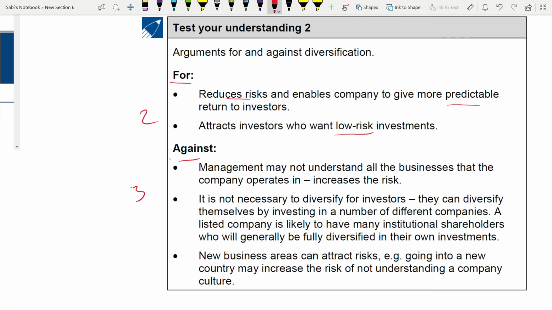Against, it increases risk. Why? Because managers may not understand the business you are operating in. It is the investors who understand, right? But managers are the ones who have to run the company, even if you invest in a different business. Second, it is not necessary to diversify for investors. Why? Because there are many institutional shareholders in the listed company that are fully diversified in their own investments. Third, if they go for a new country or new company, it attracts risk. New business will attract risk, especially if you're going to a new country, because you might not understand the company's culture. It's a risk, right?